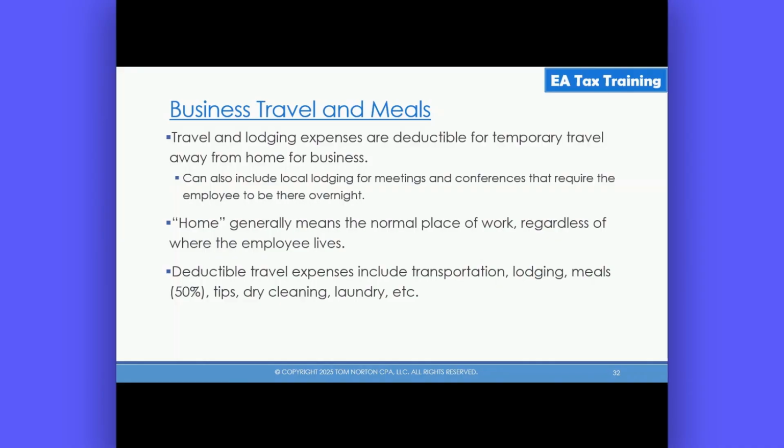Then also, deductible travel expenses include all the normal things that you would expect it to include: transportation, lodging, meals at 50%, tips, dry cleaning, laundry, etc.